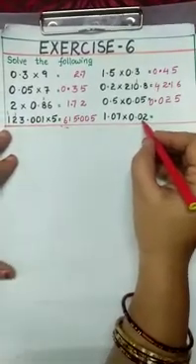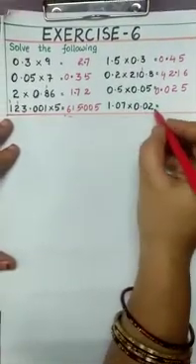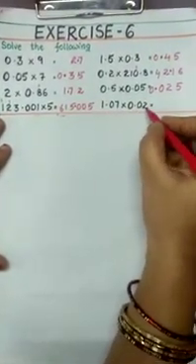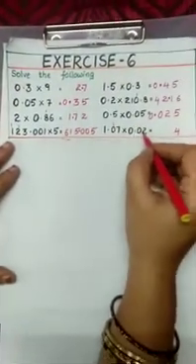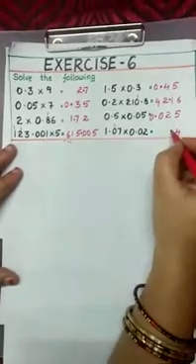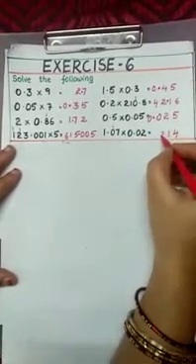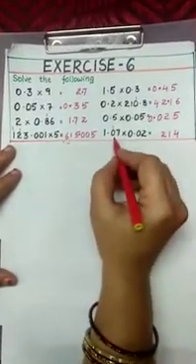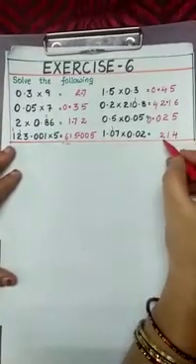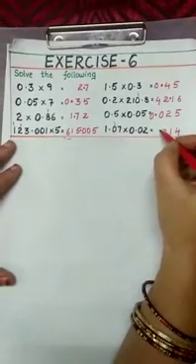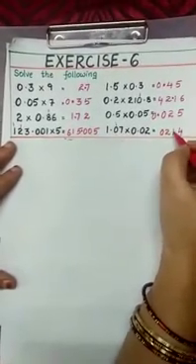1.07 into 0.02. Now multiply 107 by 2, then we place the decimal. 2 7s are 14, 4 carrying 1, 2 zeros 0, 0 plus 1 is 1, 2 1s are 2. Now count the decimal places here. 1, 2, 3, 4. 4 places, but we have only 3 places here. Place the decimal here. 1, 2, 3, 4.